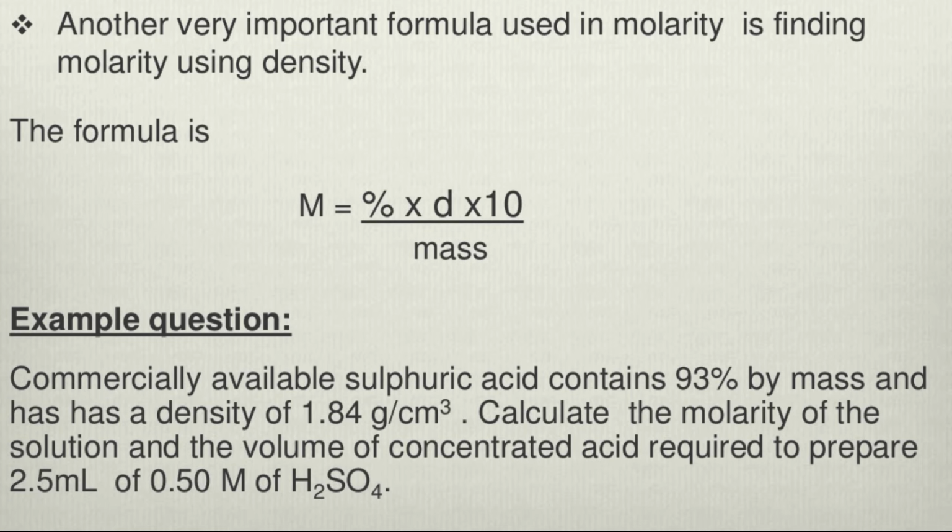Example question given here. Commercially available sulfuric acid contains 93% by mass and has a density of 1.84 gram per centimeter cube. Calculate the molarity of the solution and the volume of concentrated acid required to prepare 2.5 liter of 0.50 molar H2SO4. If you cannot understand this question, please read your question carefully first and then solve it.